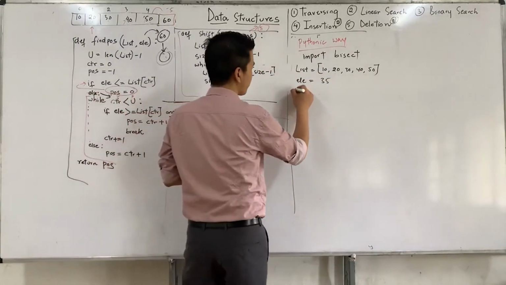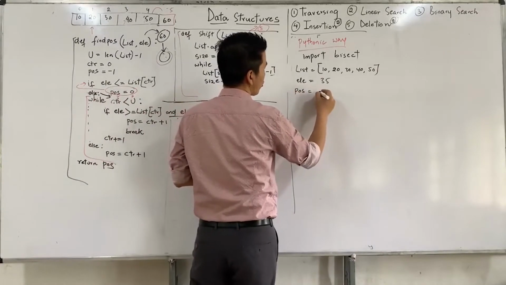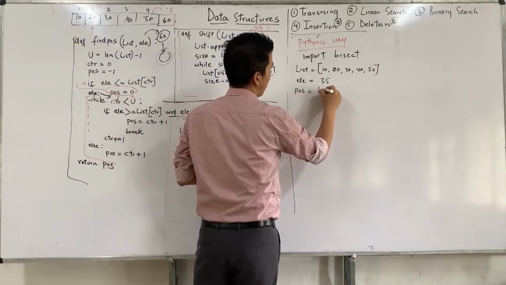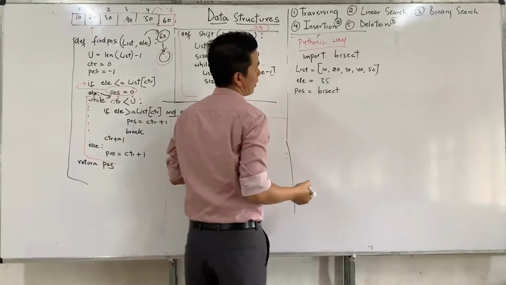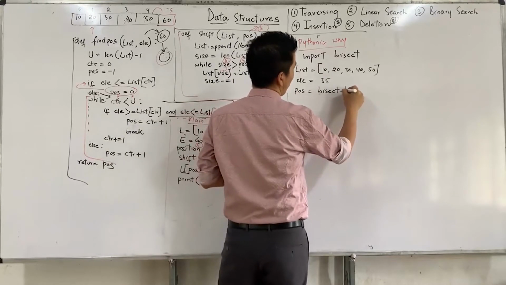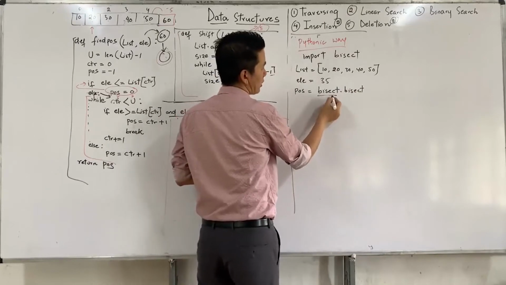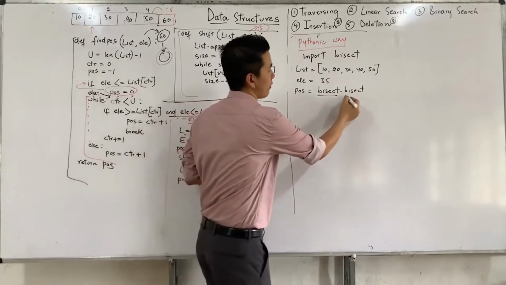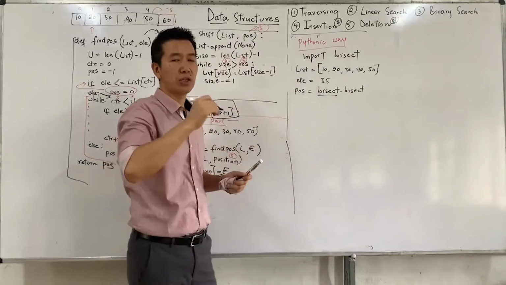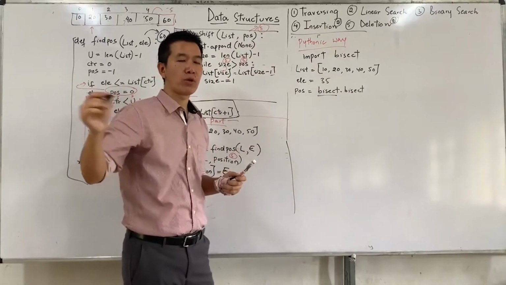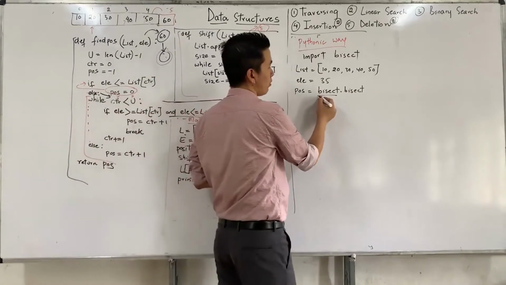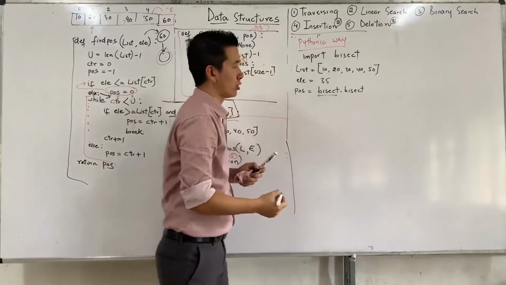Okay, and then pos equals, you have the bisect module followed by the bisect function. This is the module and this is the function. It's something similar to math.pow, right? So this is the module and this is the function.